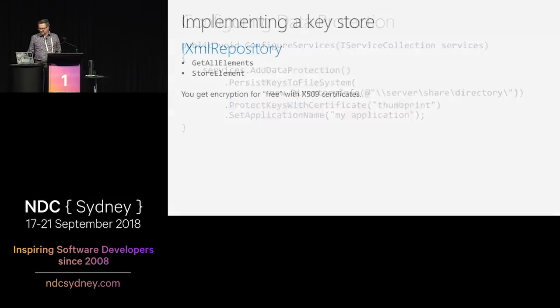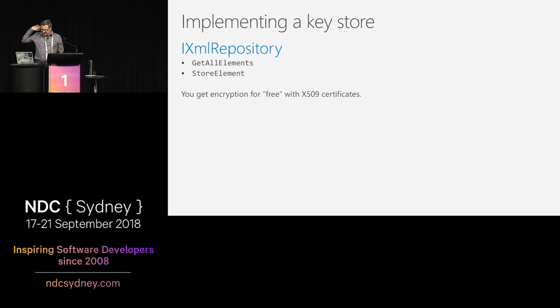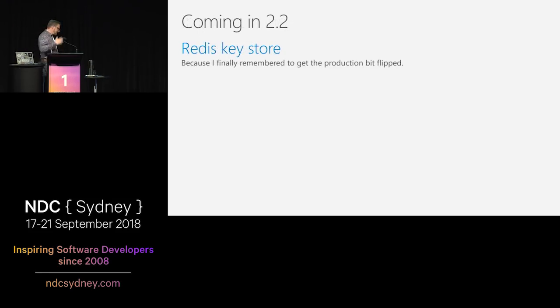So we'll skip past configuration. And here's how to implement a key store. It's incredibly easy. You've got get all elements and store elements. And in 2.2, we will finally give you the Redis key store that has been ready since 2.0, and I just forgot to tell someone to flick the bit to production.